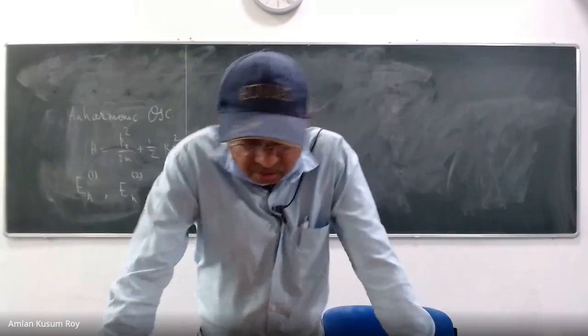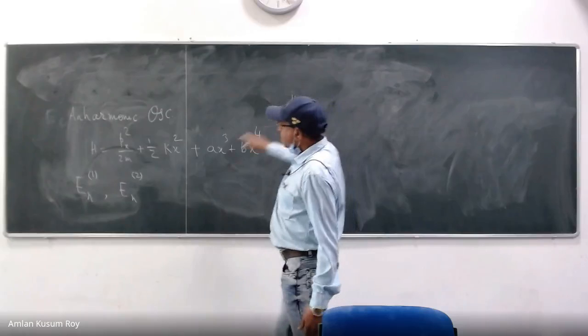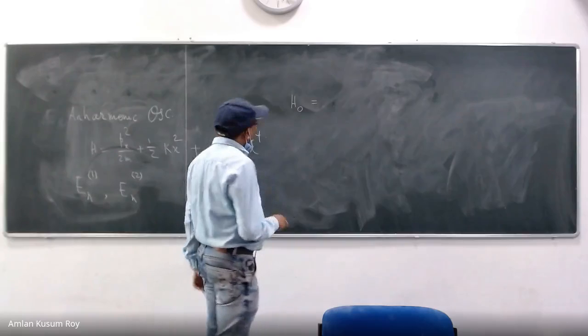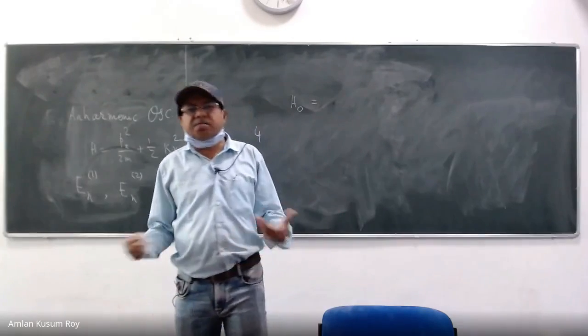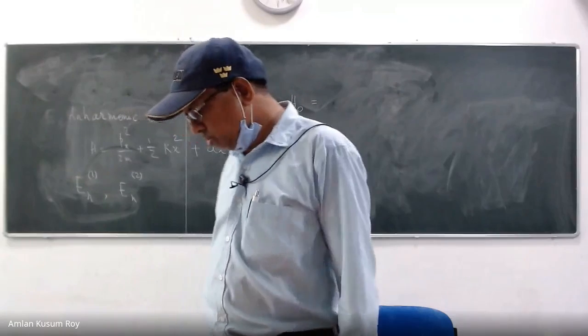Sir, H, क्या करना है? H0 is given. H0 is equal to H. What is my H0 in this case? The H given here. This Px square. Yes, sir. The whole thing? Yes, sir. No, not the whole. Ax cube plus Bx to the power 4, that is the perturbation. But what is my H0? Can you say in terms of words? What is the significance of H0? How do I choose H0?